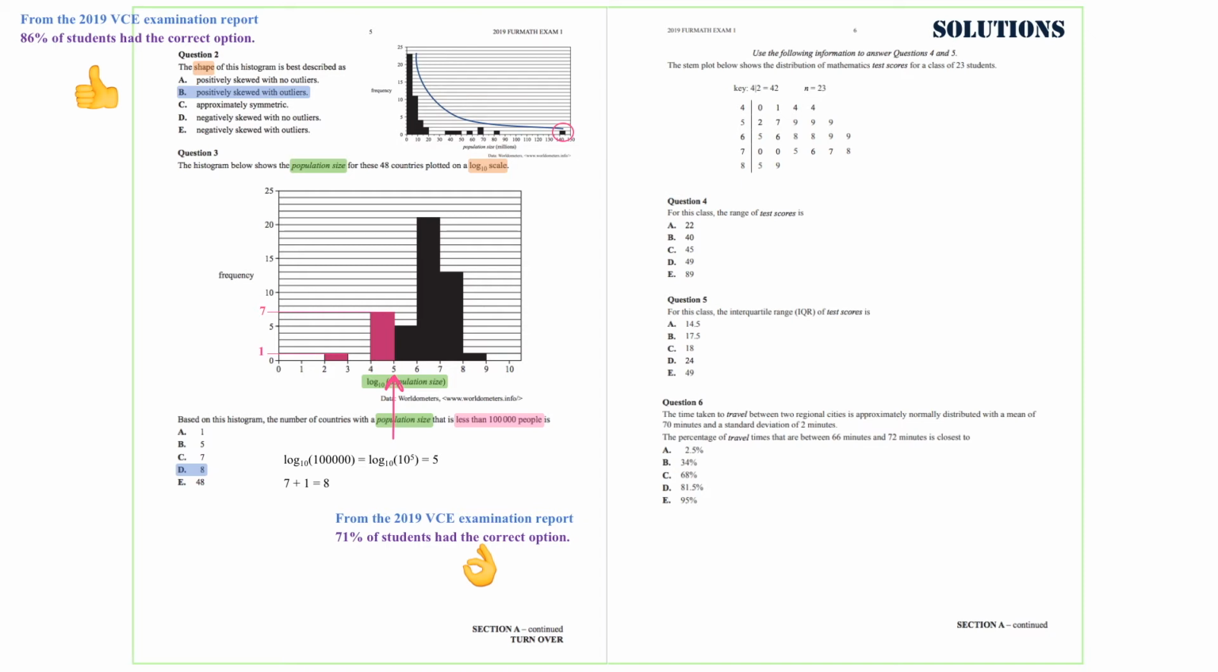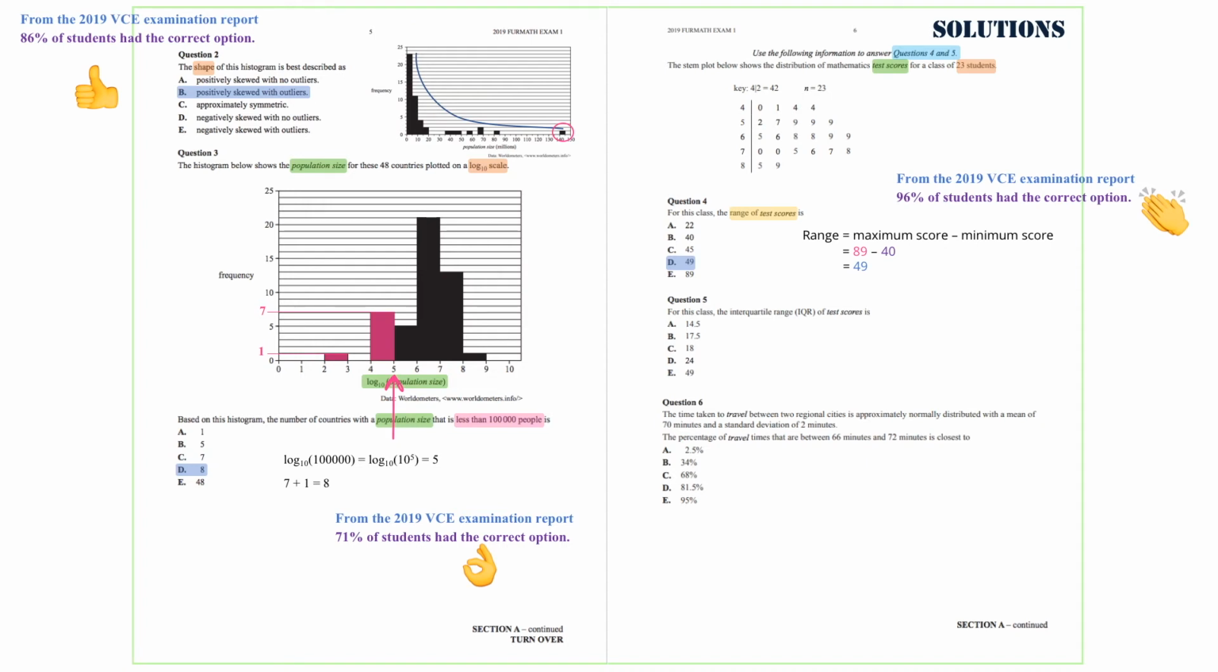Use the following information to answer questions 4 and 5. The stem plot below shows the distribution of mathematics test scores for a class of 23 students. In question 4, we are asked to determine the range of test scores. The range equals the maximum score, which is 89, take away the minimum score, which is 40, and that is 49. So the answer we are after is option D, 49. From the 2019 VCE examination report, 96% of students had the correct option.